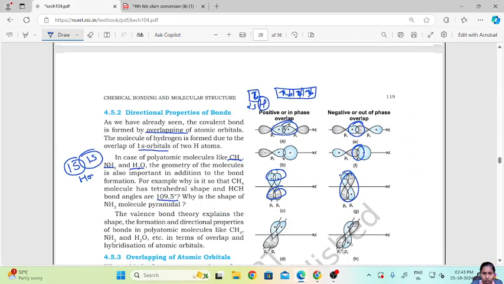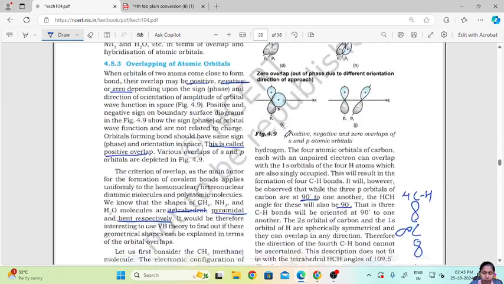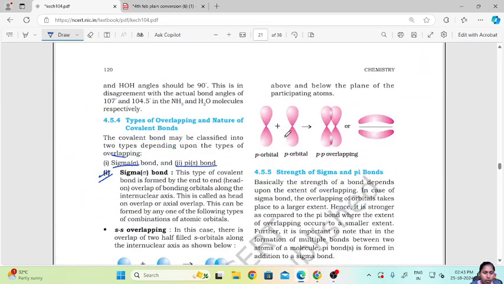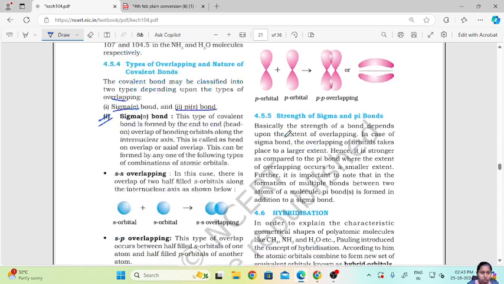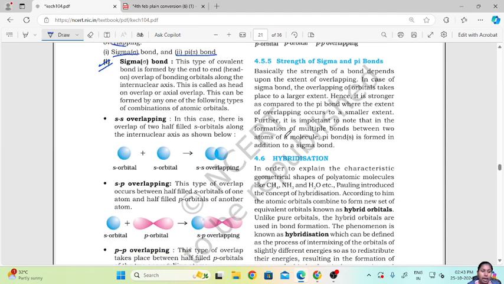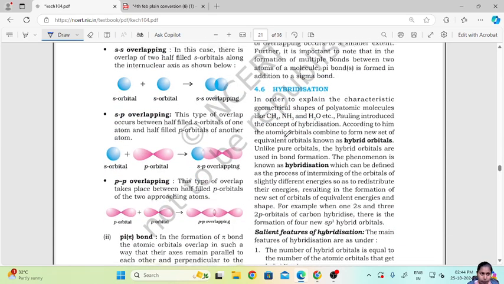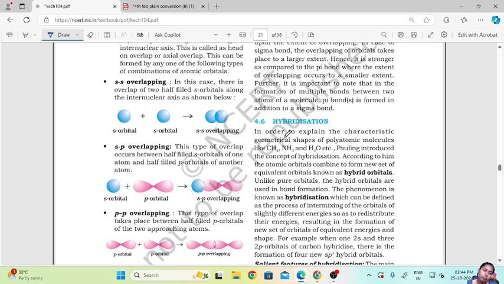Along the axis, head-on overlap. Both the heads overlap together. This is what a sigma bond is. This is called head-on overlap or axial overlap. This can be formed by any of the following types of combination. For example, ss overlap, sp overlapping, pp overlapping. All these three overlappings can be seen in sigma bonds.